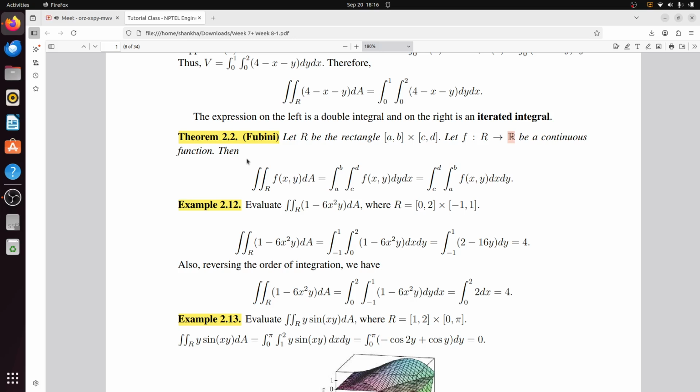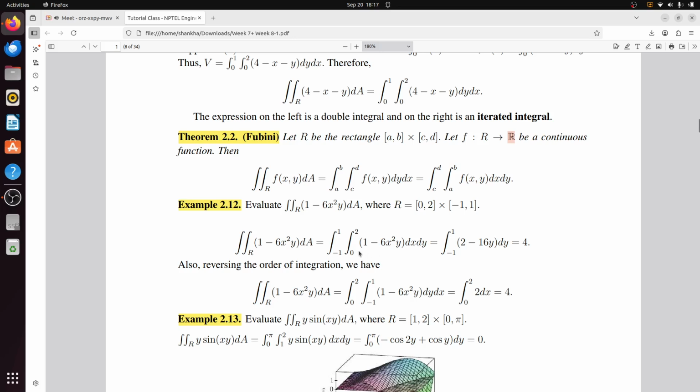Evaluate the double integral over R of 1 minus 6 x square y dA, where R equals 0 to 2 cross minus 1 to 1. So this becomes the integral of 1 minus 6 x square y dA, which is integral minus 1 to 1, 0 to 2, of 1 minus 6 x square y dx dy, which is integral minus 1 to 1 of, integrating with respect to x, x minus 2 x cube y.